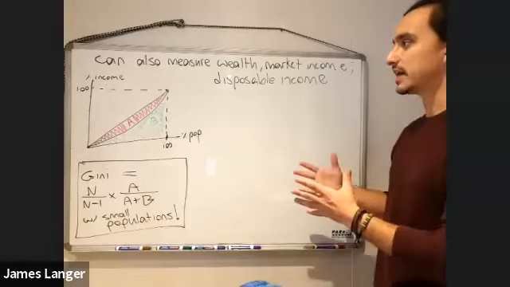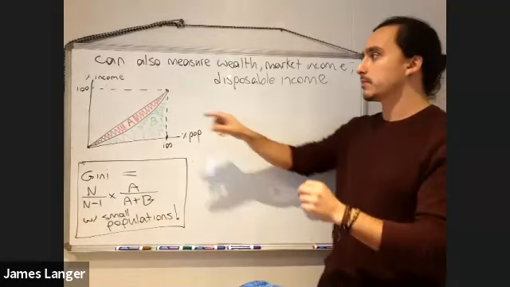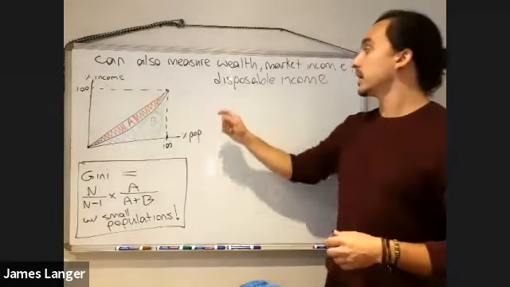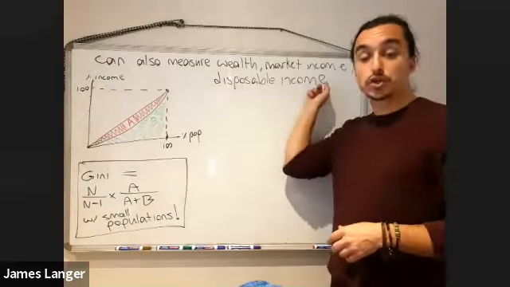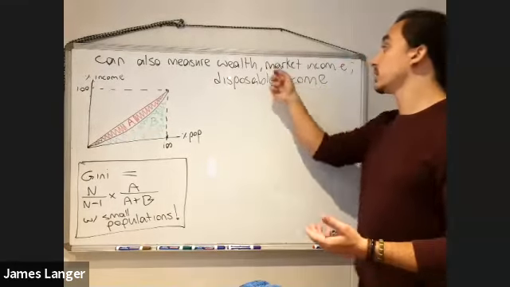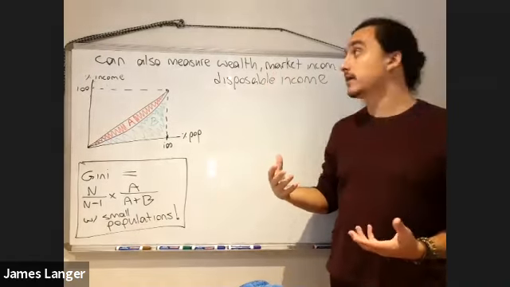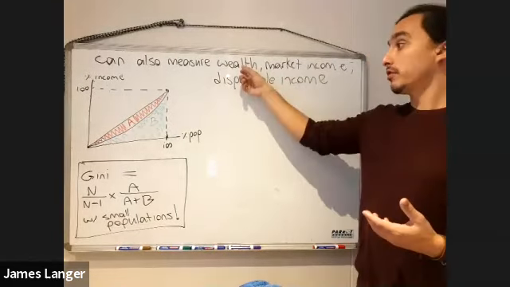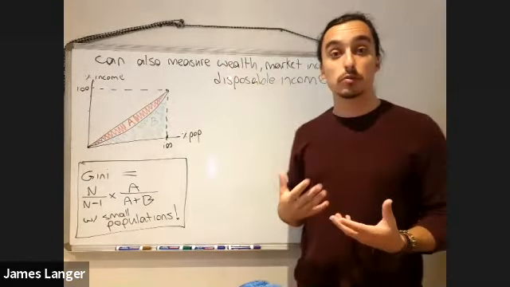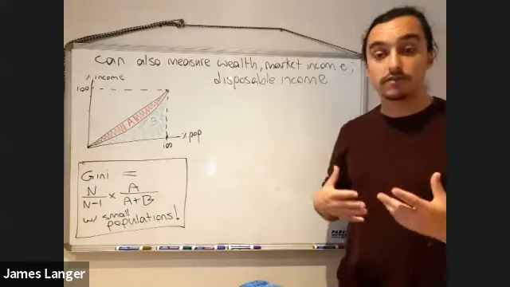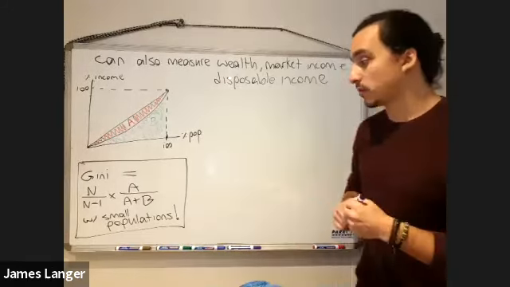So what I just want to say is that it's not always going to be income. You might be looking at disposable income, which is after taxes, or you might be looking at market income, which is before taxes. Or we might be looking at wealth, the assets that people have managed to accumulate. Just let me know if that makes sense, and we'll move on.